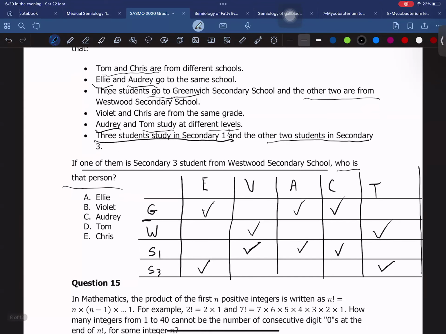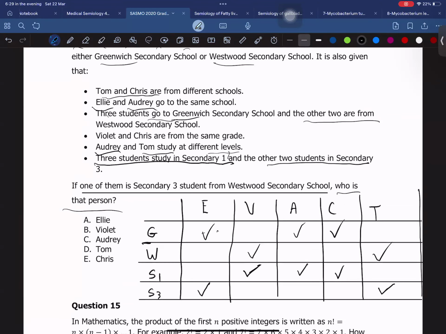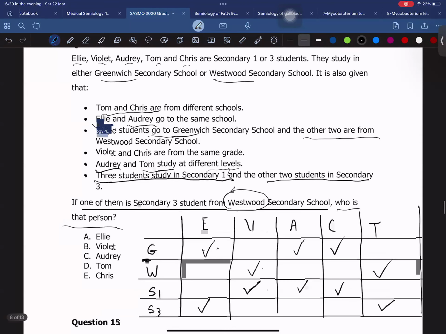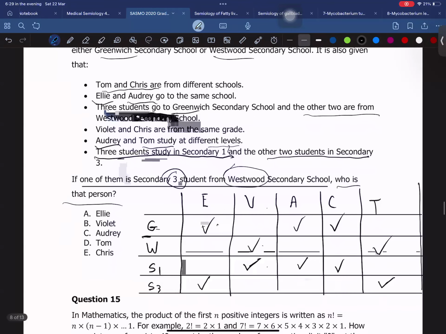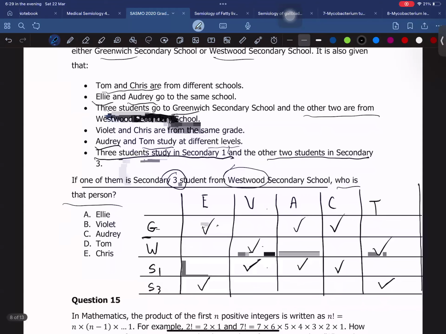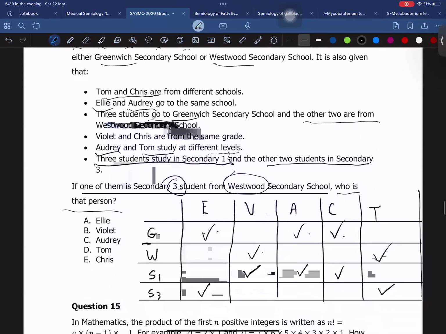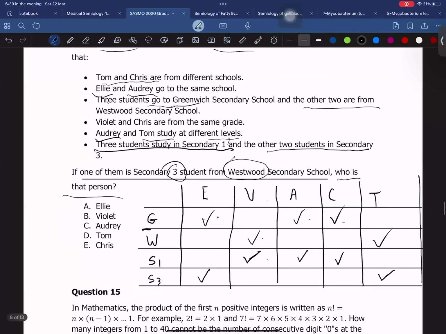Let's say, so yeah, Ellie is from Greenwich. So it's not the right one, because we want someone from Westwood. Violet is from Westwood, but what grade is she or he in? From secondary 1, which is grade 7, and we need to find the secondary 3. So she or he is not the answer. This one is from Greenwich, so this is not our answer. Chris is from Greenwich too, so he is not our answer.